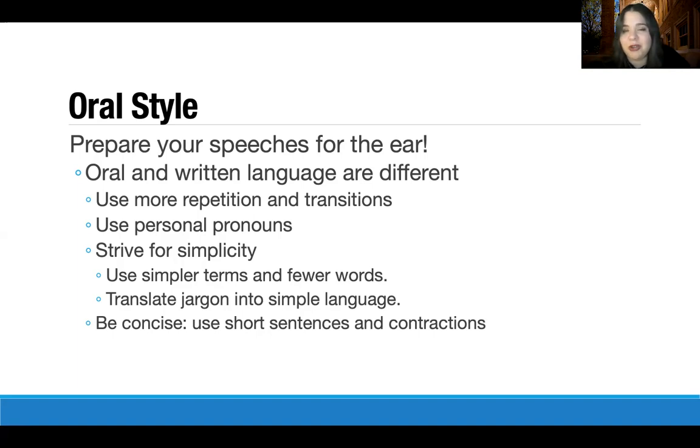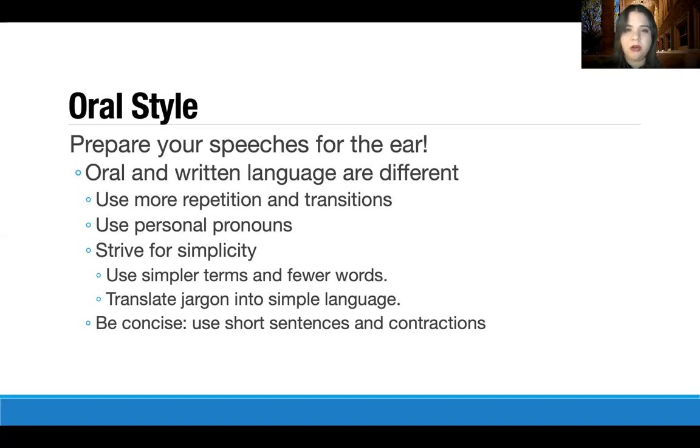Or if we're trying to persuade them, which we'll talk a little bit more about specifically in our persuasive unit, you need to repeat it so that the idea sticks with them and they're more likely to listen to your argument.